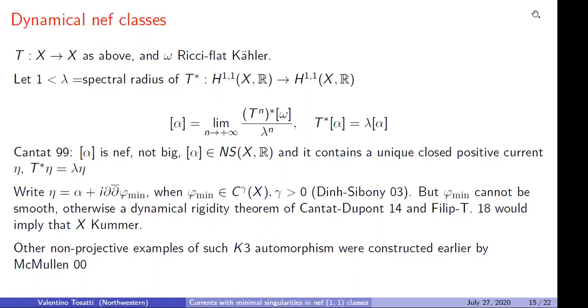But what we proved, using a theorem of Cantat and Dupont, and which we later reproved and extended ourselves, is that this phi min cannot be smooth. Basically, our theorem is a lot stronger than that, but one simple way to state a consequence of it is that if this were smooth, then there is a dynamical rigidity that implies that X must be Kummer. And as I said, this K3 is not Kummer. So there are also other non-projective examples where you can use earlier automorphisms constructed by Curt McMullen.